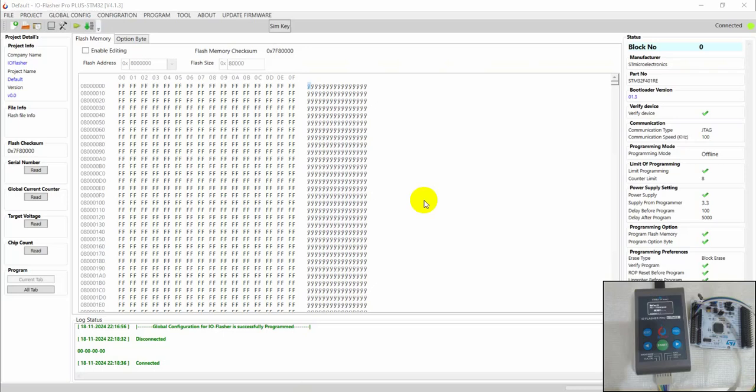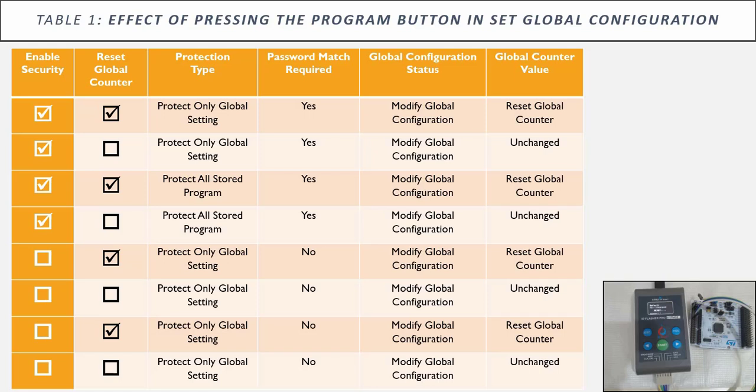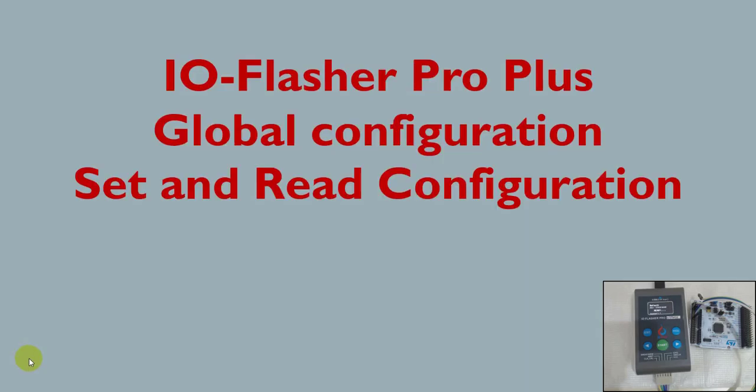In the next video, we will see how to erase the global configuration or modify the configuration. But before that, let's see what is the effect of the settings we have done in this set global configuration. So if you see, these are different options. If you enable security, which we enabled with the password, or you have not enabled the security, there are 2 different possibilities.